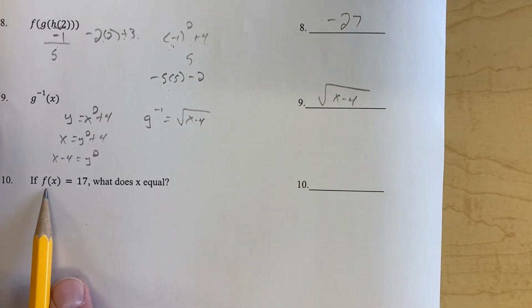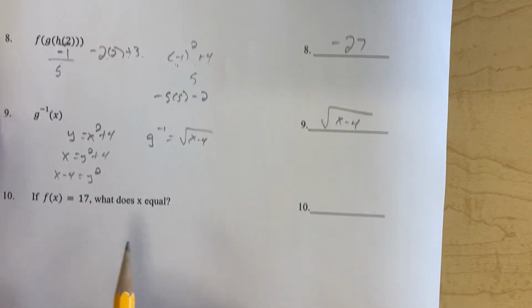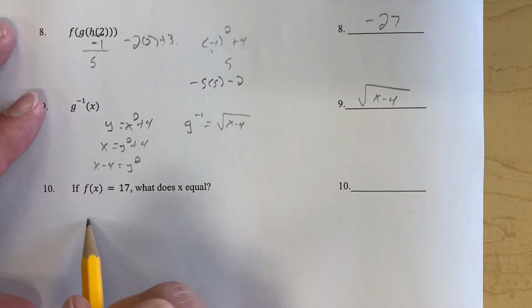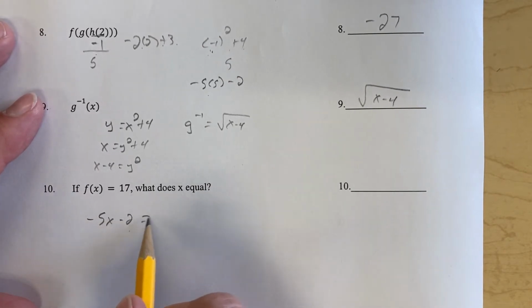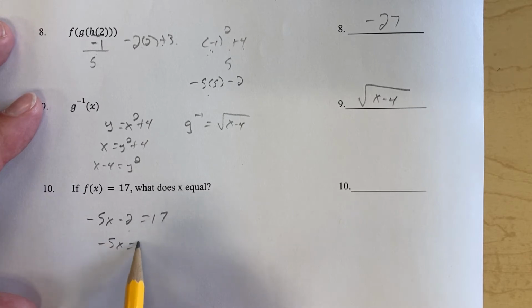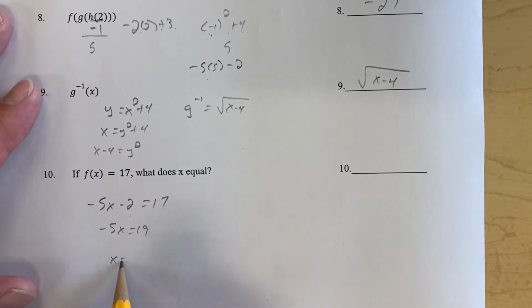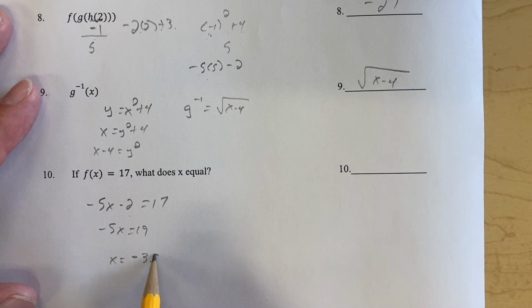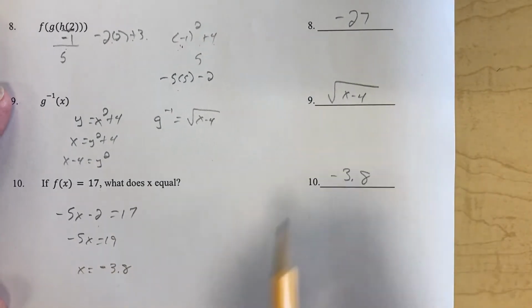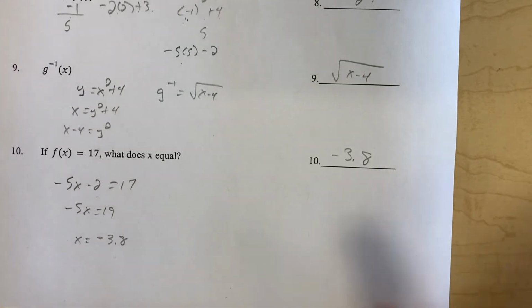And this one says if the function f equaled 17, what would x have to be? So we go back to our function f. All right, let's set that equal to 17. If you add 2, -5x equals 19, and then divide, we end up with x equal to -3.8 for that. All right, so not too bad on those.